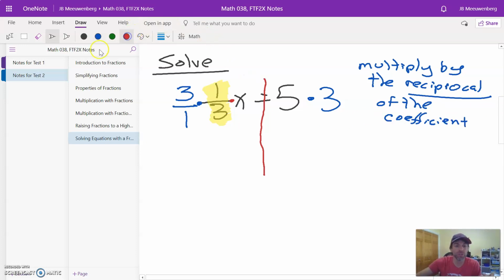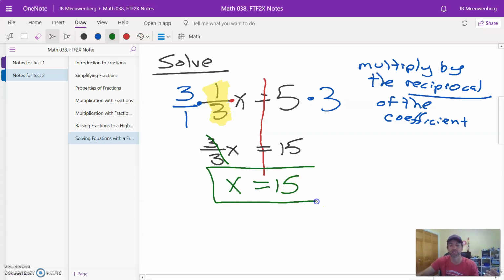When we do this, I'm going to just add a little step here. 3 times 1 is 3. 1 times 3 is 3. And now we have 3/3 x equals 15. And notice how I just wrote times 3 on the right side rather than 3 over 1. It's the same thing. It was just more convenient for me to write it like that because I'm multiplying two whole numbers. And then 3 and 3 cancel to make 1. And then the multiplicative identity says that should just be x equals 15. So there we go.